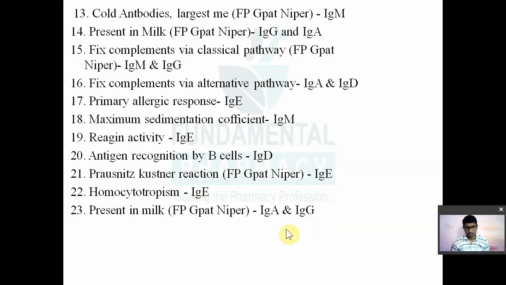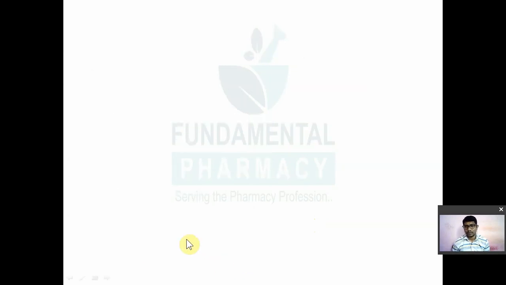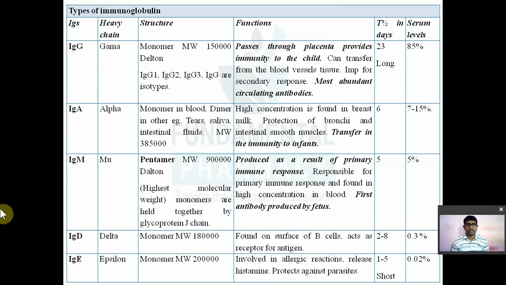Remember this about it. Generally immunoglobulin A is known as a milk antibody. Highest carbohydrate containing immunoglobulin: immunoglobulin E has the highest carbohydrate content. Lowest carbohydrate containing immunoglobulin: immunoglobulin G has the lowest carbohydrate content. So these are the specific important points. Now again we'll see the details regarding all immunoglobulins.